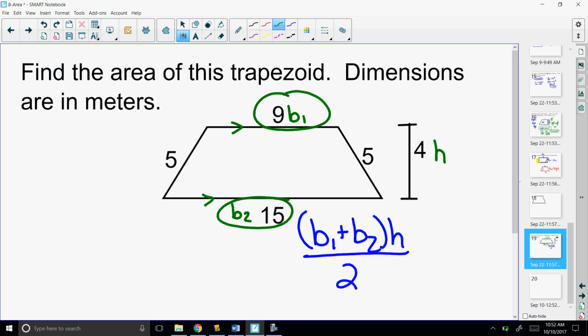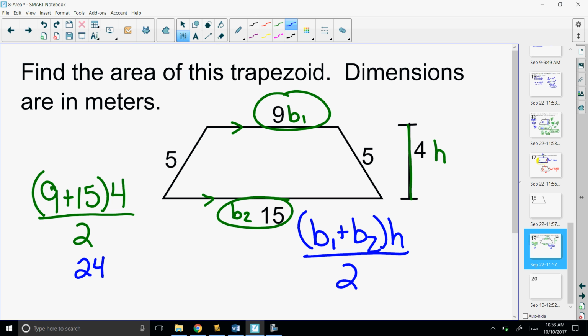So as I substitute the information into my formula, I have 9 plus 15, the sum of the bases. I take that times the height, which is 4, not 5. Height is always that perpendicular distance, not a slant distance. So I have 9 plus 15 times 4 divided by 2. So if I want to make an easier calculation, or you need to add first, you can't reduce within the parentheses. So 9 plus 15 is 24 times 4 divided by 2.